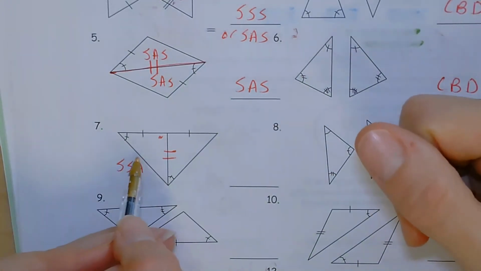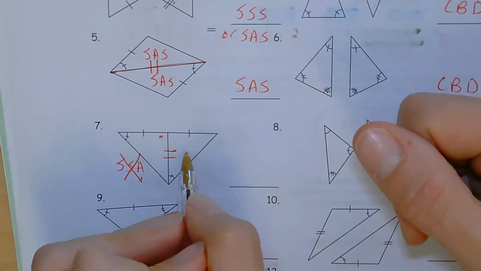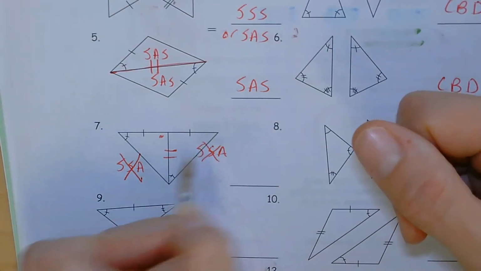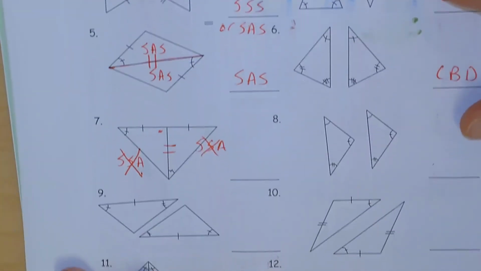So write it in this order, and then I'm going to cancel it out, because even though this one is SSA also, if you go up to your does not work or does work, this one is not guaranteed to make twins. So we don't know. They could be, but you're going to say CBD.